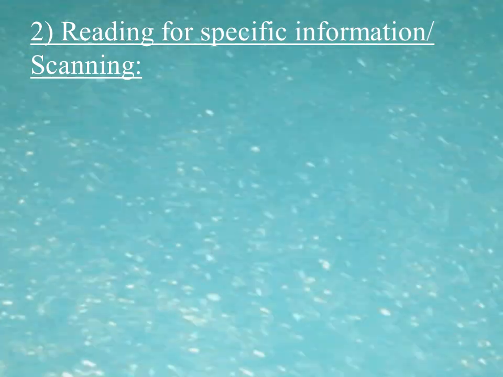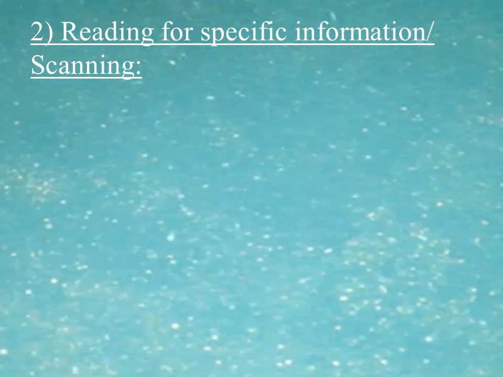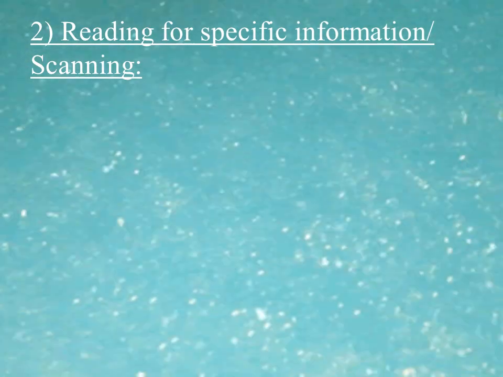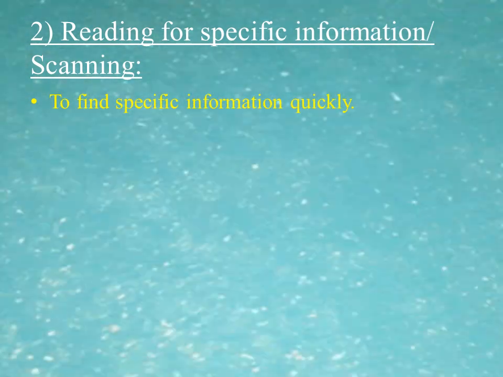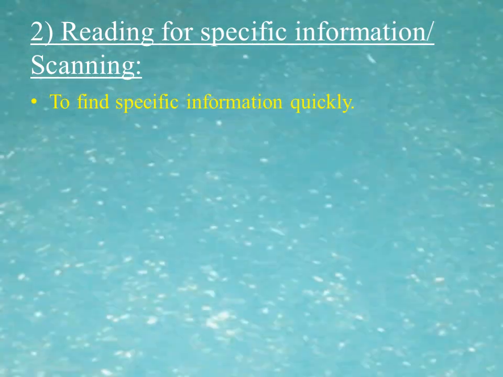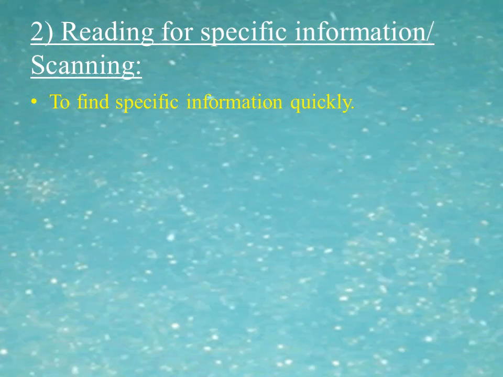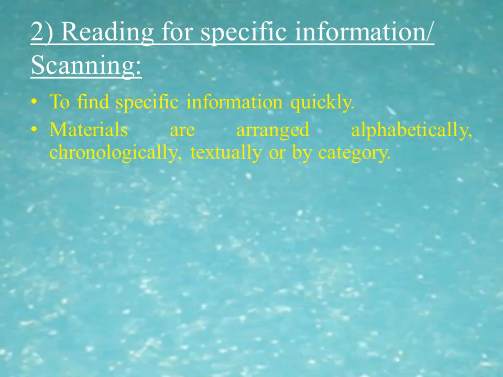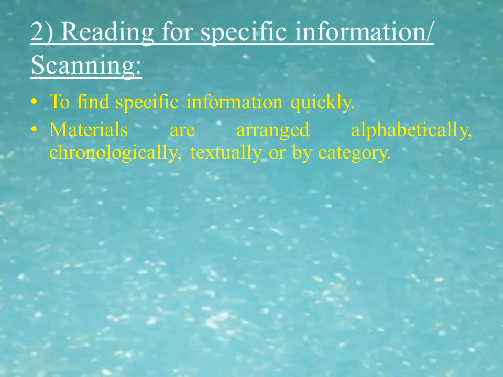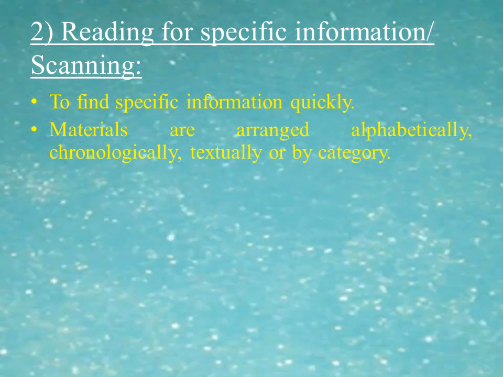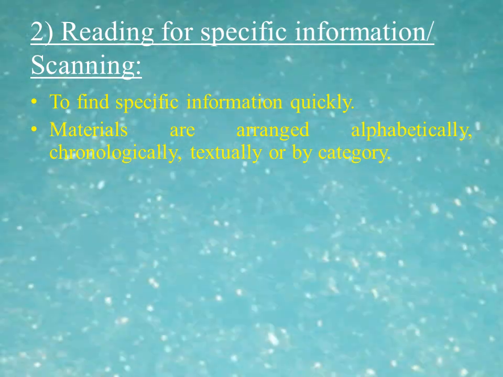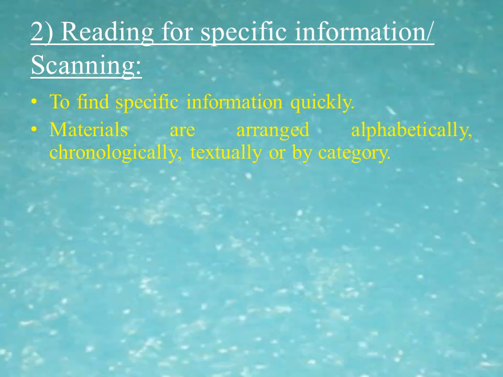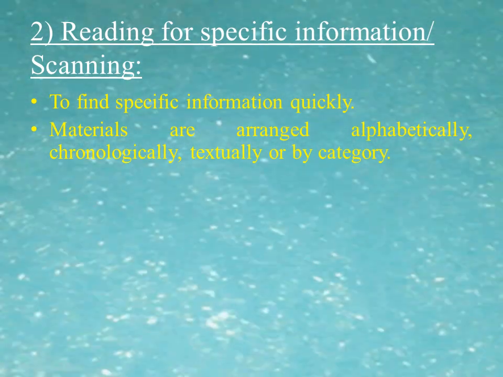Another fast reading strategy is reading for specific information, or scanning. Here, the reader already has in mind whichever information to scan or search for. The materials for scanning are often arranged alphabetically, chronologically, textually, or by category, so it becomes easier for the reader to scan for the information that he or she requires.